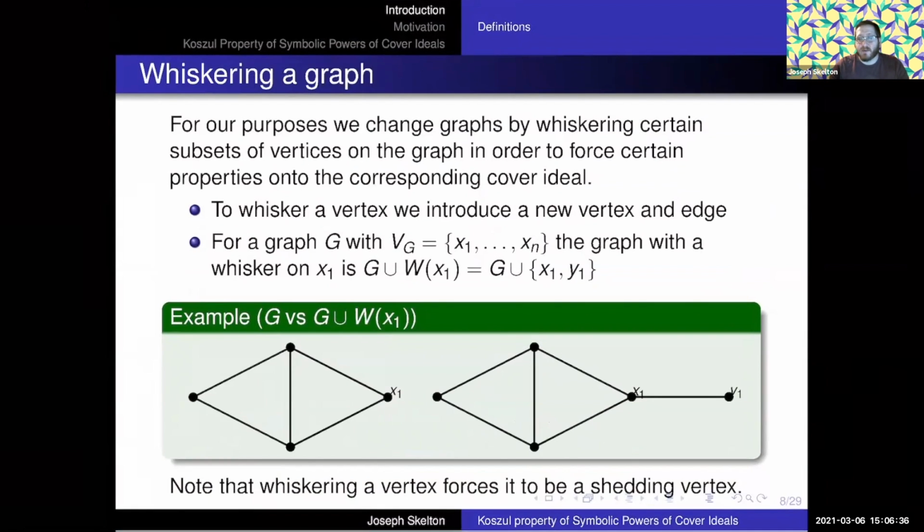You can do something called whiskering a graph. What you do with whiskering is basically you introduce a new vertex Y and then connect it to whatever vertex you want to whisker. If you want to whisker a set of vertices, you just introduce a Y for each vertex in that set and then connect it one by one. What's cool about whiskering is it forces this vertex to be a shedding vertex. So automatically X1 is now a shedding vertex. That second property is met.